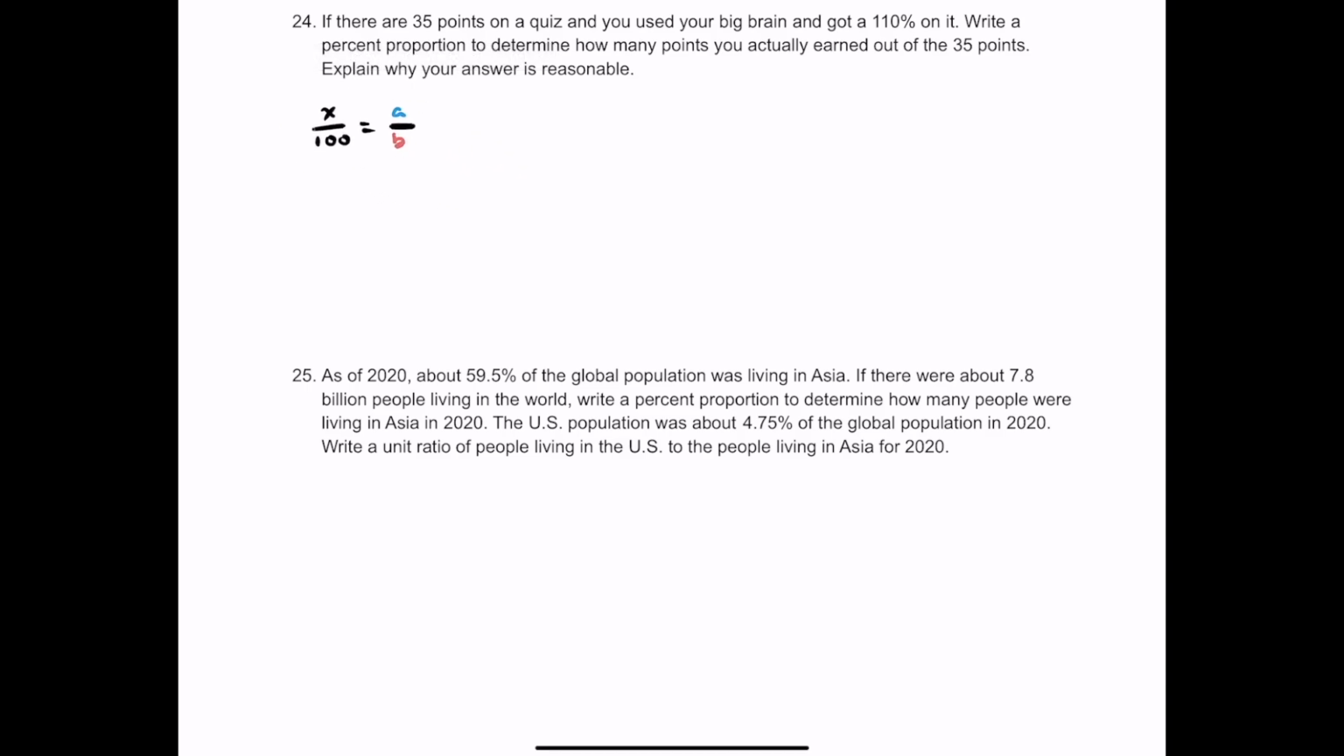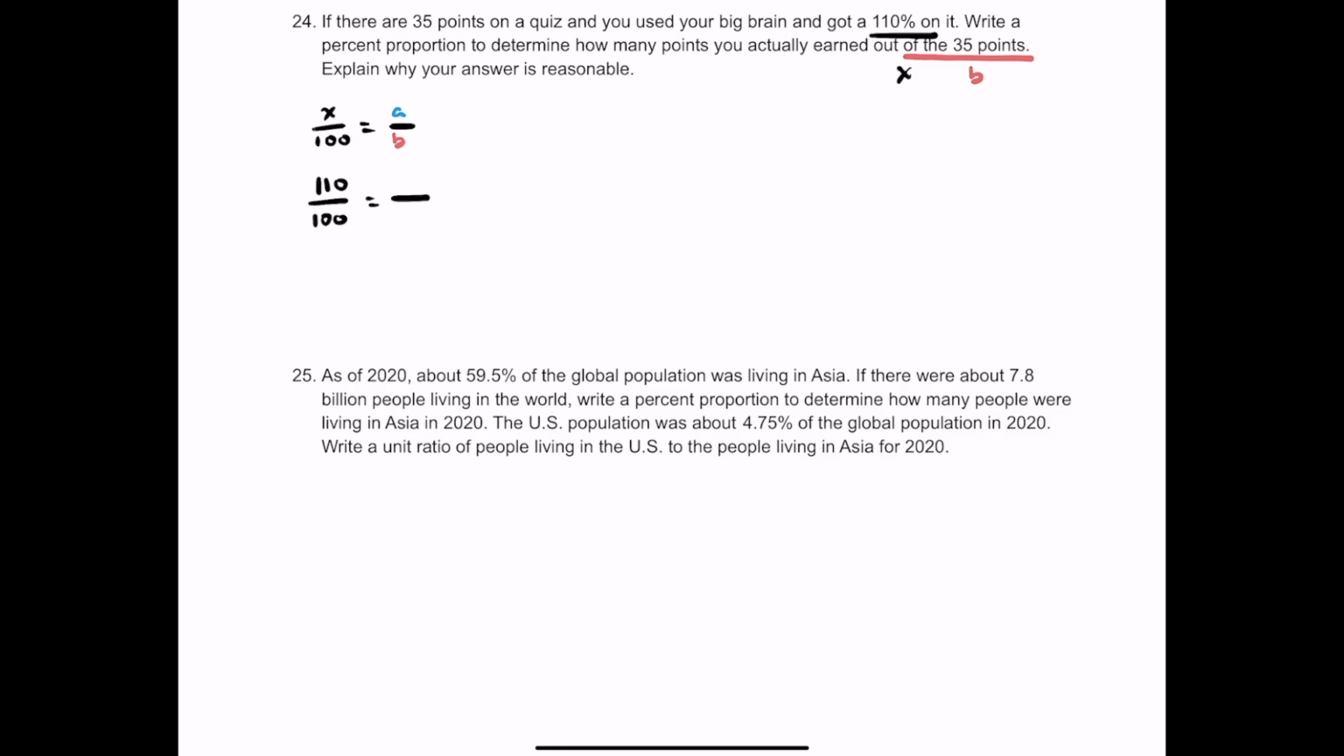So you got 110%, so that's got to be X, right? That's going to be the percentage, and it was out of 35 points. So I think if it's out of, or there's that word of again, if it's out of 35 points, that's our B value. So X is 110, 110% is equal to, it says how many points did you actually get?